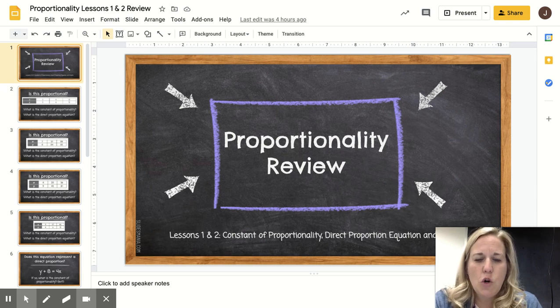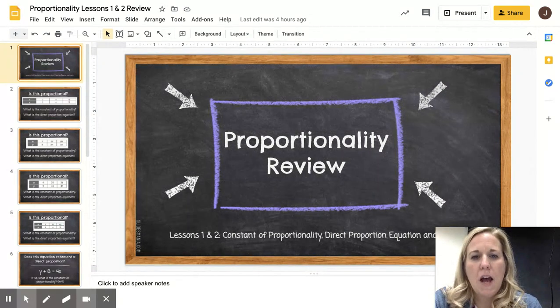Hi guys, so we're going to go over the stuff about proportionality that you've learned so far: constant of proportionality, direct proportion equation, and how to decide if a graph is proportional or not, and how to read a graph. I'm going to go through this PowerPoint with you, and while you're doing it, you should have out a piece of paper, a pencil, and a calculator.